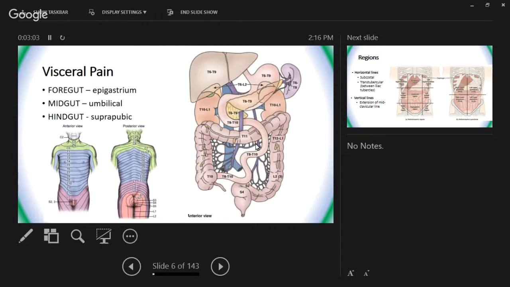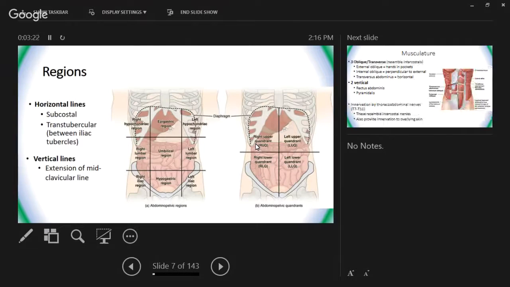Can you see that? As you can see, T6 to T9 on the dermatome map is the epigastric region. That makes sense, because foregut is epigastric, midgut umbilical, hindgut suprapubic. Moving on. So regions, it's a good thing to know.